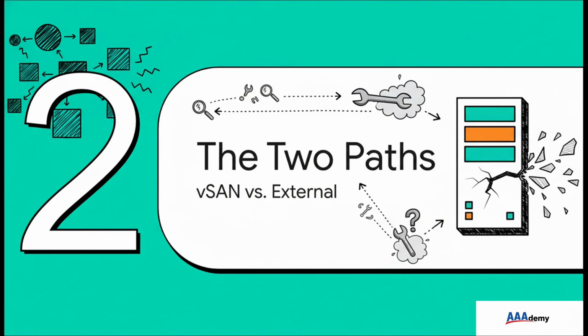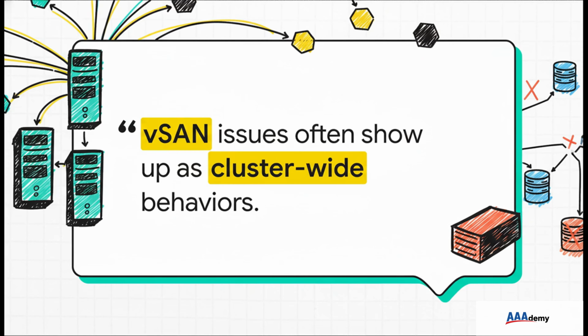Okay, theory's great, but let's see how this plays out in the real world. Your approach is going to change depending on whether you're dealing with vSAN or more traditional external storage. They leave totally different footprints when things go wrong. If you remember one thing from this whole explainer, make it this quote right here. Because vSAN is a distributed system, its problems usually show up as cluster-wide behaviors. If one VM is slow, chances are all of them are feeling it.